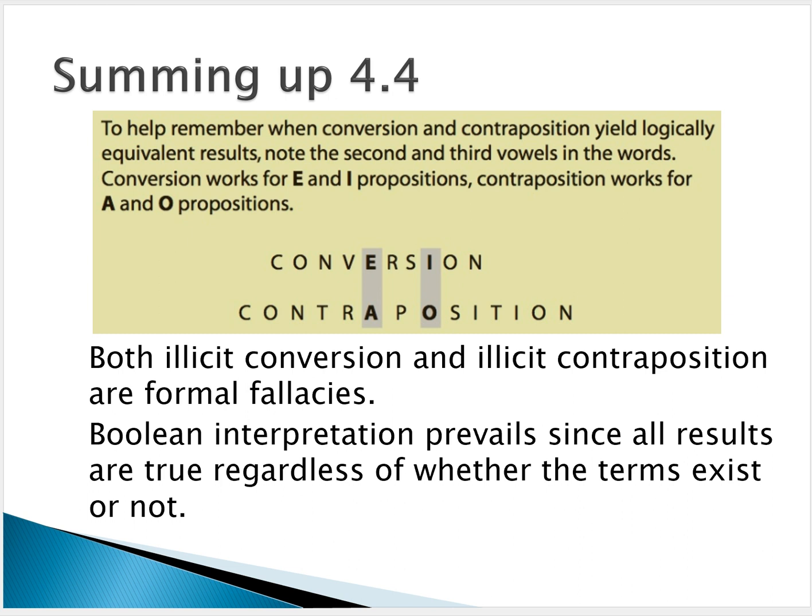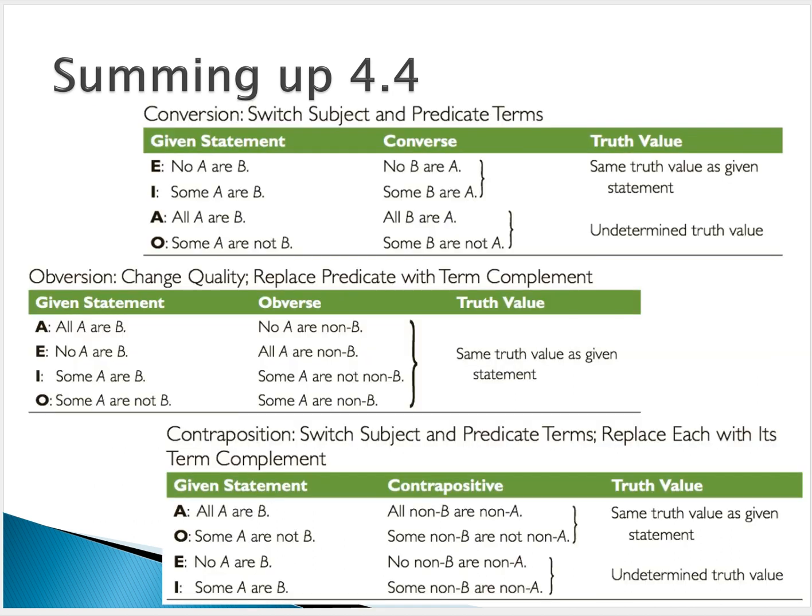All right, so summing up, I know some of you like little things that you can look at. When it comes to conversion and contraposition, conversion works for E and I, and contraposition works for A and O. So if you line them up, E and I go together and A and O go together. So you're just going to have to find a way that helps you remember. I'm a big fan of writing down little anagrams or mnemonic devices or that kind of thing. So anything that works for you.